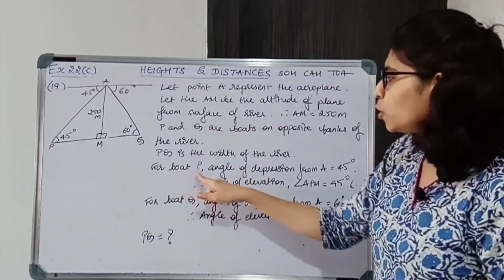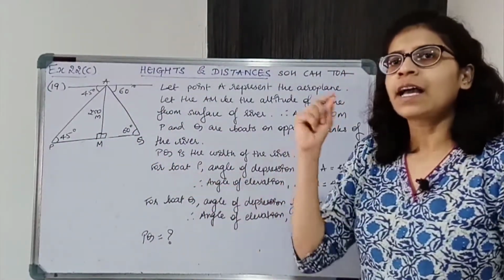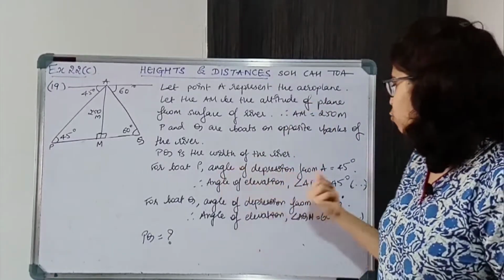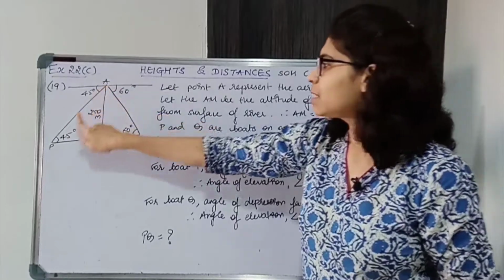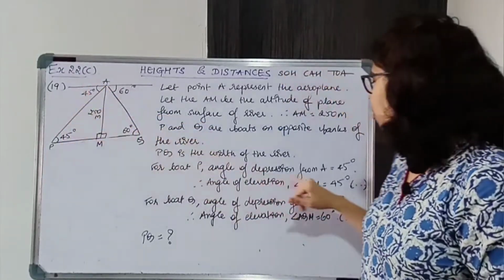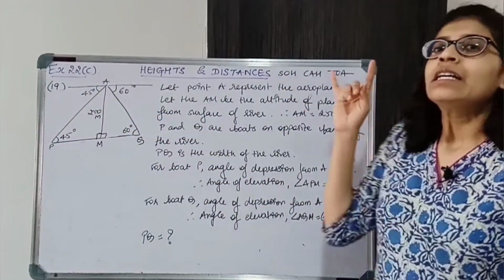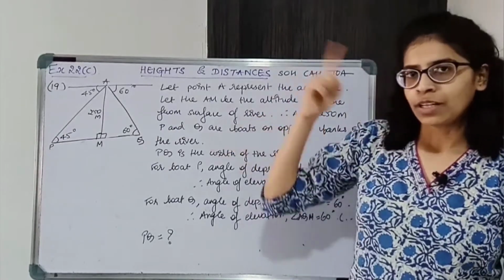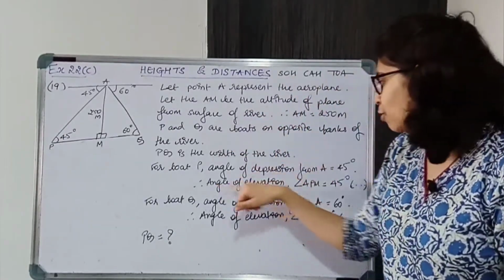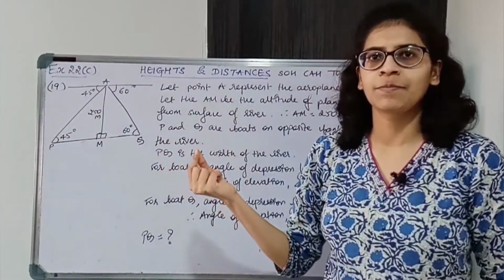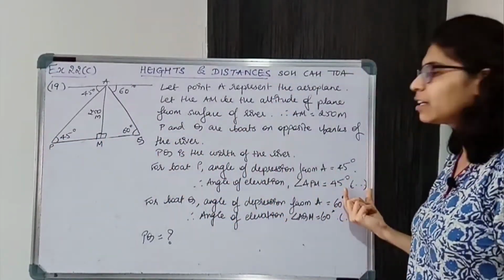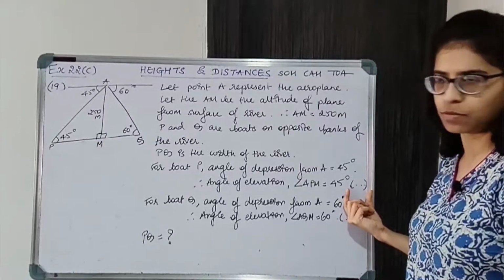Now for boat P, we are given the angle of depression. So the angle of depression from point A on the plane is 45 degrees. Now angle of depression 45 है तो angle of elevation भी 45 होगा. So the angle of elevation, that is angle APM, will be 45 degrees. You have to write down the reason over here: angle of elevation is equal to angle of depression.